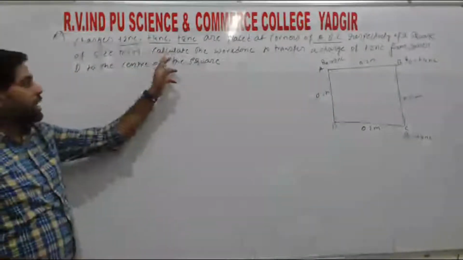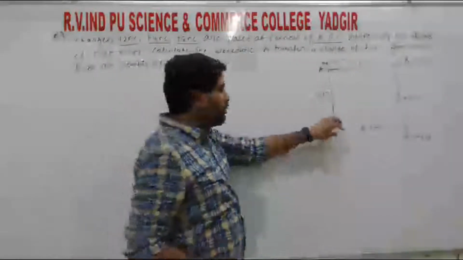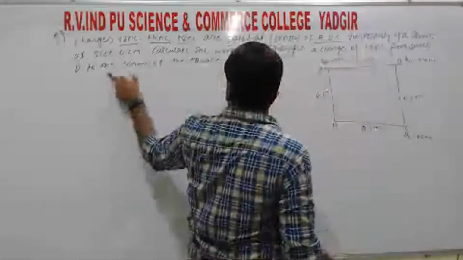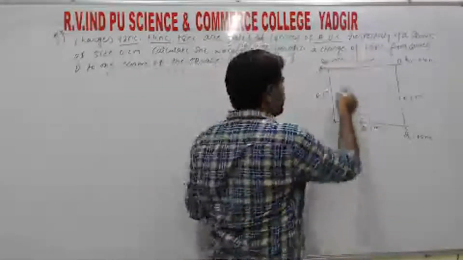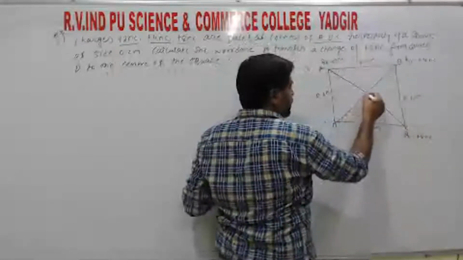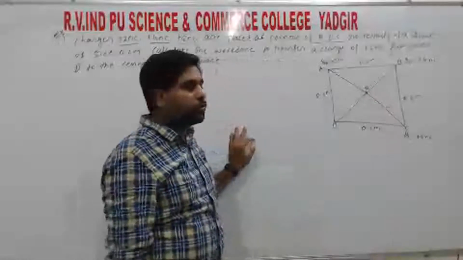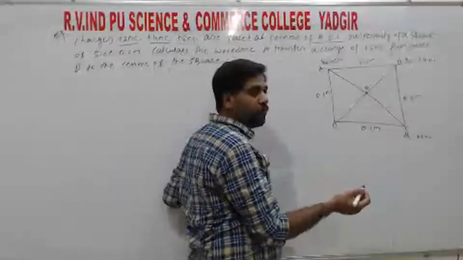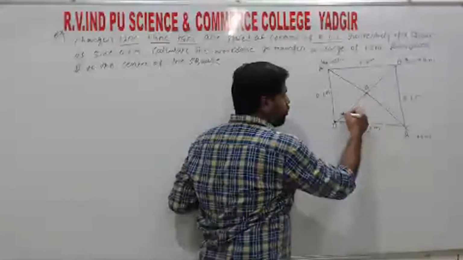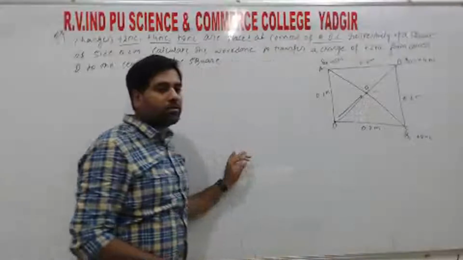So next, calculate the work done to transfer a charge of plus 2 nanocoulomb from corner D to the center of the square. Center of the square means again we need to draw the diagonal, right? So here the center is O. So the question is the work done. We need to find the work done in bringing the charge from D to O. We need to find how much work is done in bringing the charge from here to here.